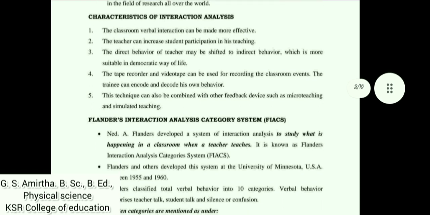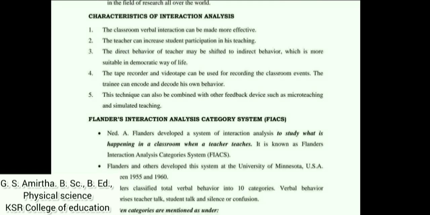Flanders interaction analysis category system, which means FIACS. Ned Flanders developed a system of interaction analysis to study what is happening in a classroom when a teacher teaches. It is also known as FIACS. It was developed by Flanders and others at the University of Michigan, USA, between 1955 and 1960. Flanders classified this into 10 categories of verbal behavior, comprising teacher talk, student talk, and silence or confusion.